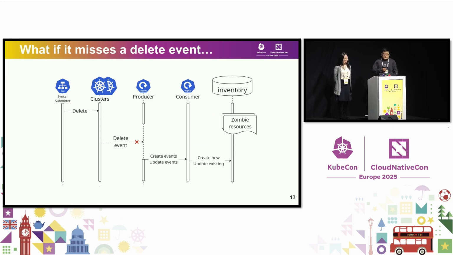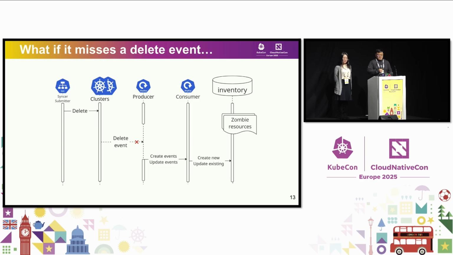So now imagine a situation where a user tries to delete a config map by calling the user API. So the API then interacts with the source of truth database and deletes the resource from the database. Our syncer will then detect such change and delete the resource from the cluster. So in any sunny day case, when things work as expected, the producer will capture the deletion event and the consumer will delete the resources from the inventory table.